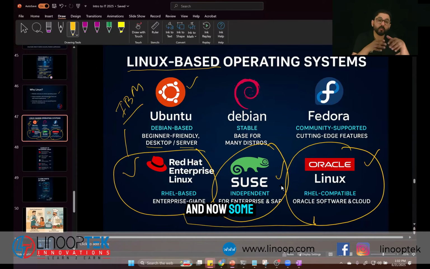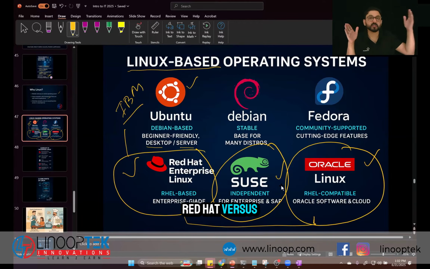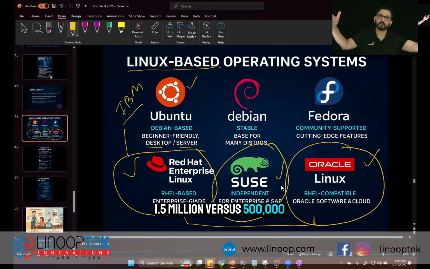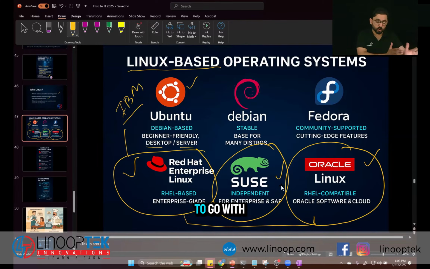And now some companies are also running Oracle Linux because it's a lot cheaper. It's a lot cheaper to run Oracle because their support is a lot cheaper. I have a student who was deciding between Red Hat versus Oracle. It turns out the difference was 1.5 million versus $500,000. So he decided to go with Oracle Enterprise. And this kid is going to come. He's very smart. He's going to teach you guys how he transitioned from Red Hat to Oracle Linux.